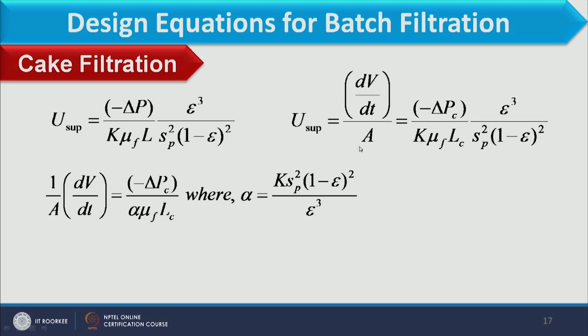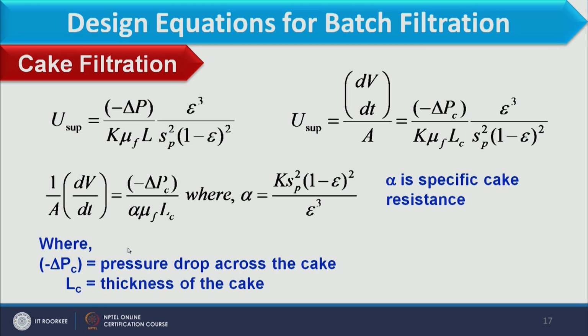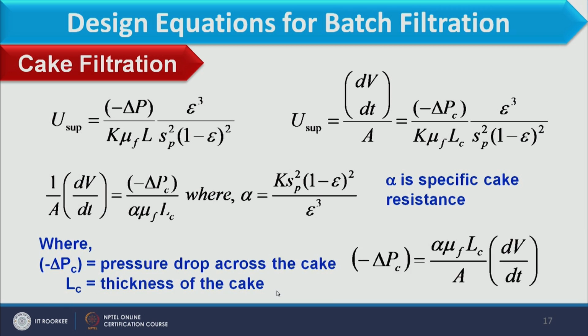Further, here we can rewrite this particular expression as 1 by A dV over dt, and that is equated with minus delta Pc by alpha mu f Lc. Now Lc is basically total thickness of the cake. Alpha we have introduced over here, and mu f we have defined as the viscosity of the fluid. So alpha we can further define like this, where we have all constant values. So alpha is basically defined as the specific cake resistance. So following this expression, where delta Pc is pressure drop across the cake and Lc is the thickness of cake, as we have already discussed.